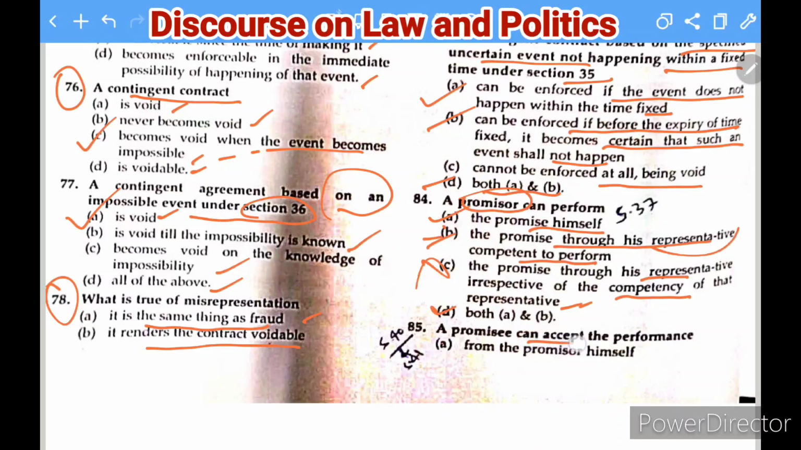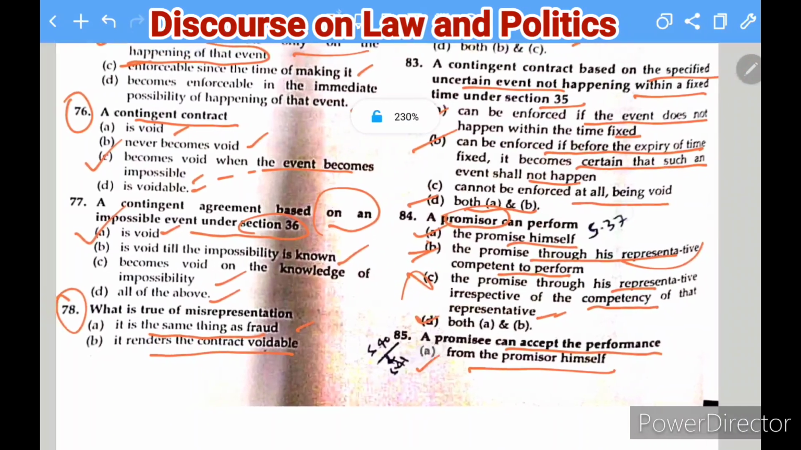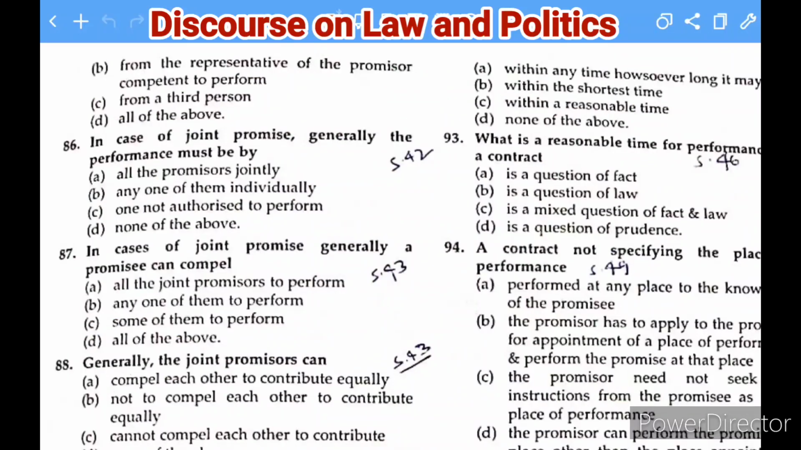A promisee can accept the performance. The options given here: A, from the promisor himself; B, from the representative of the promisor competent to perform; C, from a third person; all of the above. So in this case, all of the above is the correct answer. The performance can be taken from the promisor, or from a competent representative as well. So this is how you can find it here.